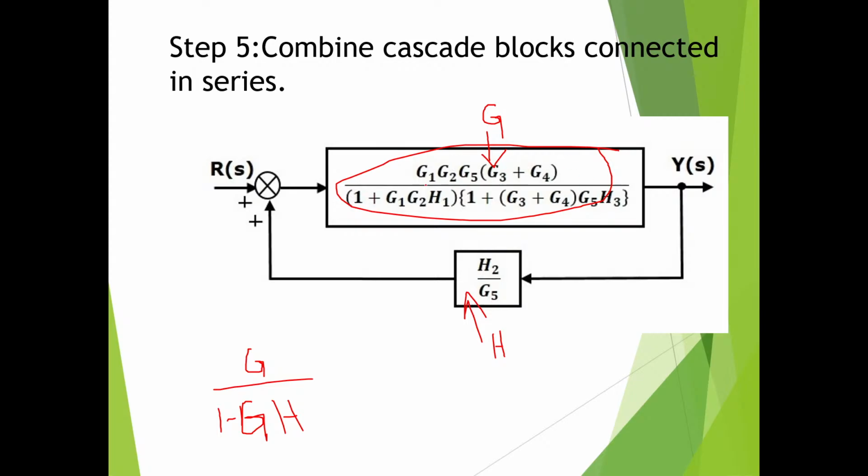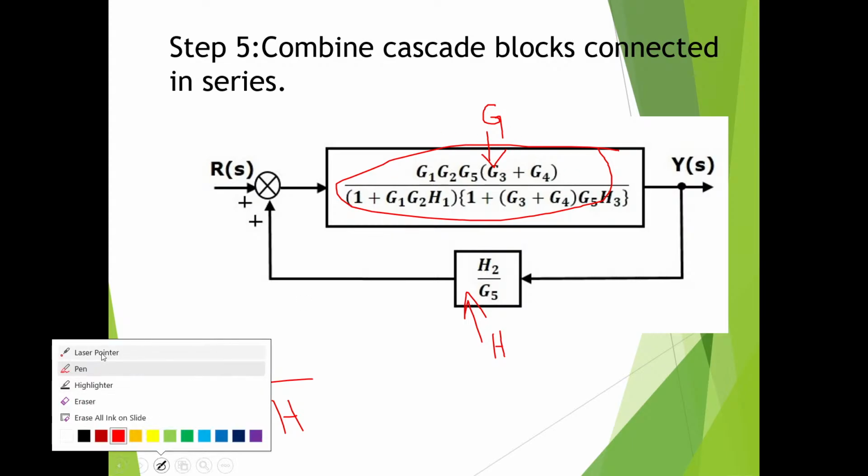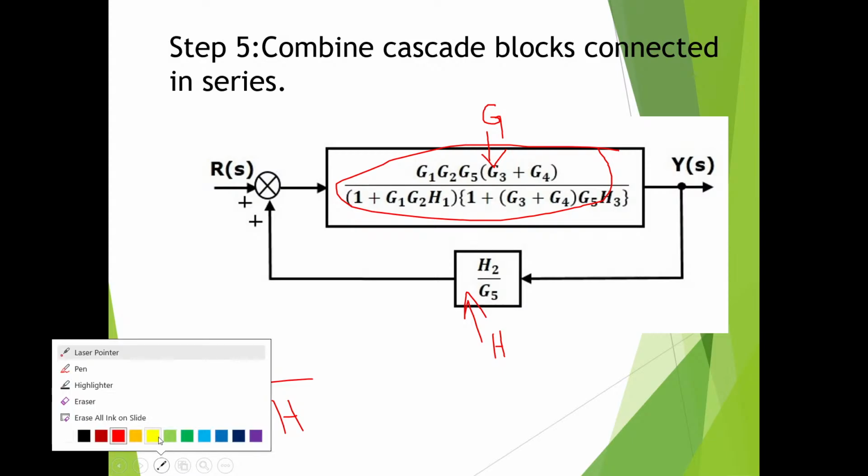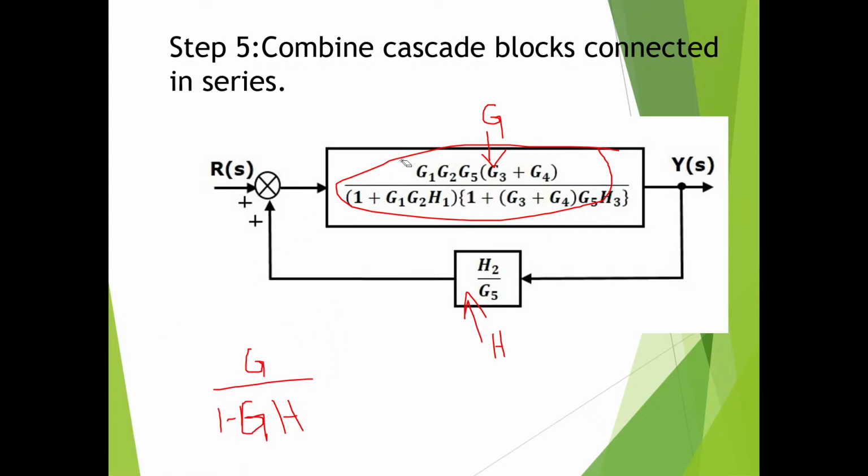So eliminating the feedback path: G, this whole term, divided by 1 minus this whole term into H. This is our H, this is our G, positive feedback. So Y of S by R of S is equal to this; you have to simplify this equation. Whichever multiplication or common terms you can take common and eliminate, just eliminate it and rewrite. I will eliminate only this.